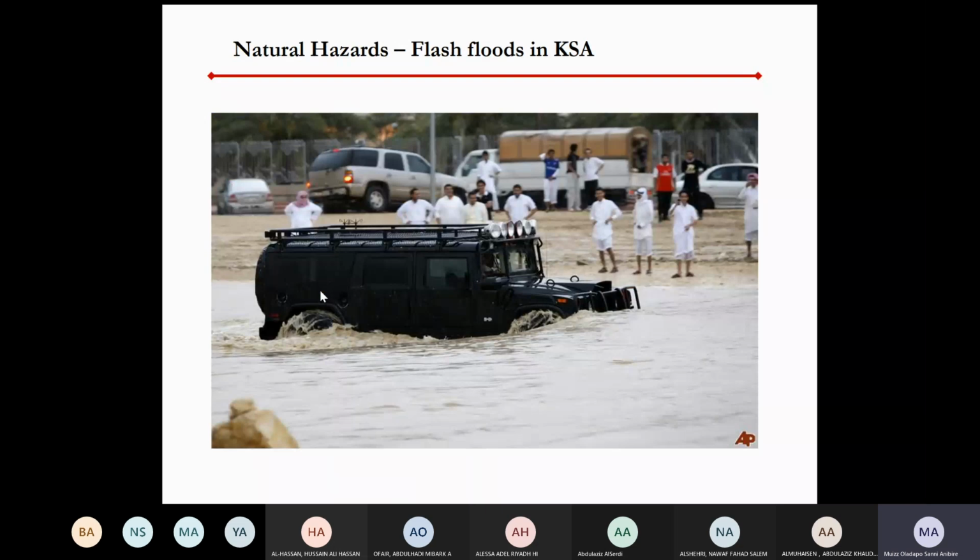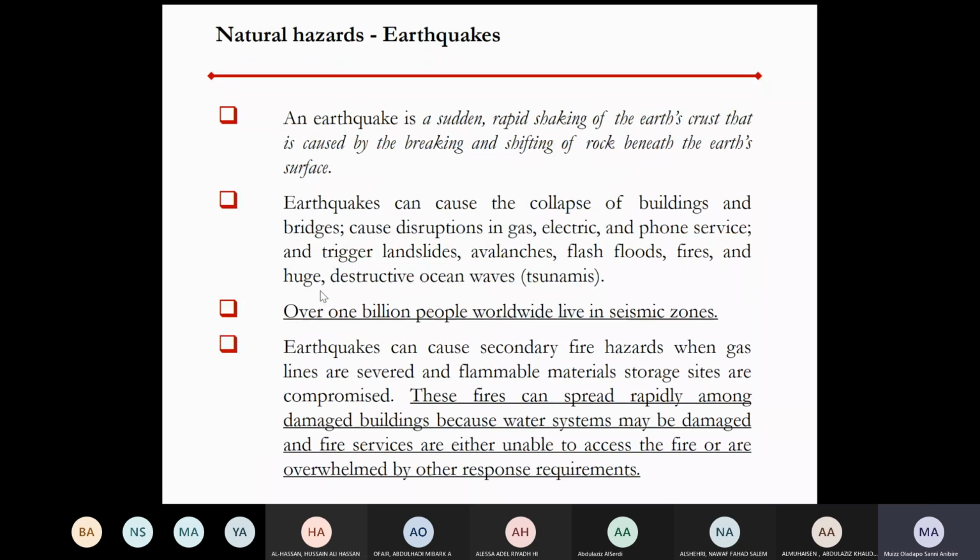So you can see an example here, which is an example of a flash flood here in the Kingdom. In this case, you see someone driving his car through the flood while people are watching. So basically, this happens in different places, you know.